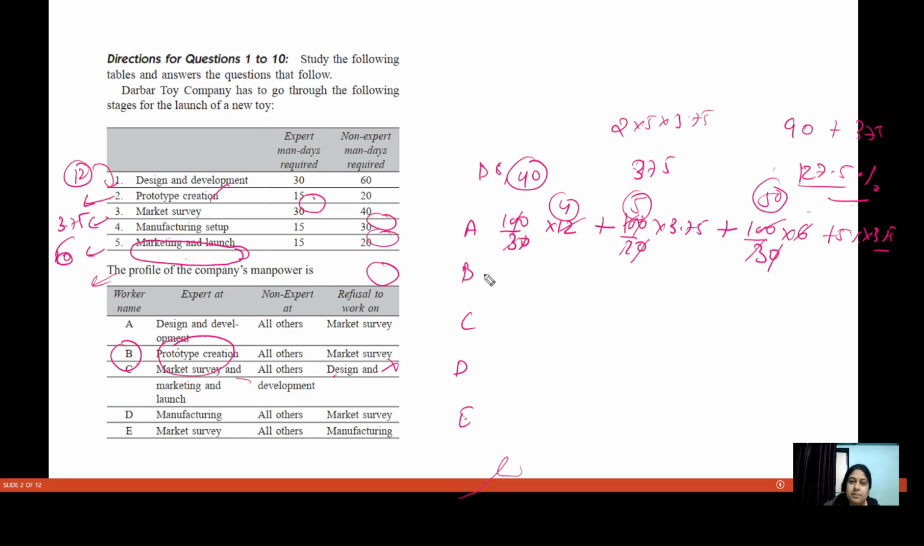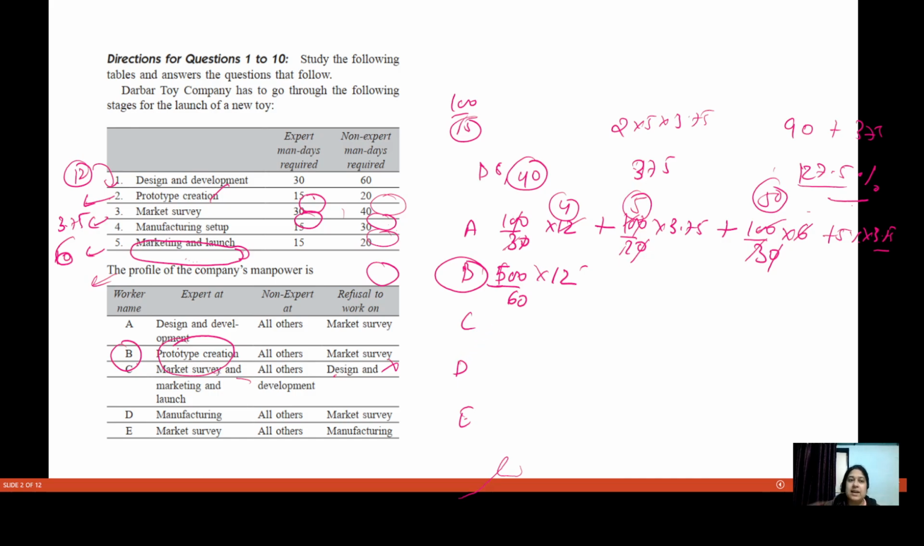Now let us calculate for B. So now this B is expert in prototype creation. Okay. So he will be doing 100 by 15% of the work. Let us start from here. This B has not refused to do design and development. So first of all, he will be doing 100 by 60% of the work. Sorry, this is not for prototype creation. This design and development takes 12 days.